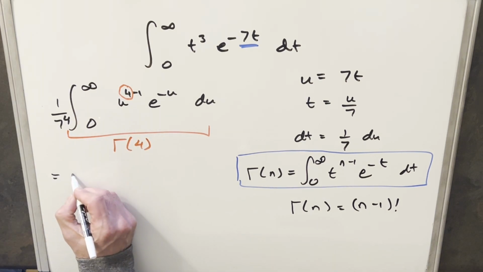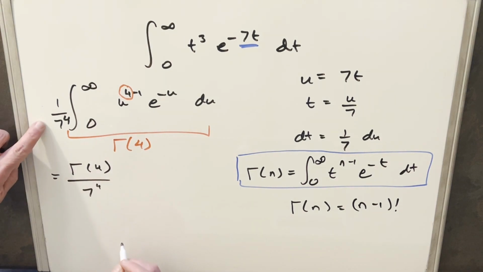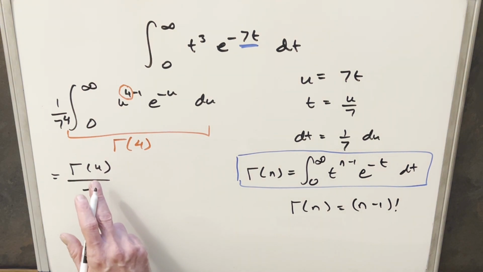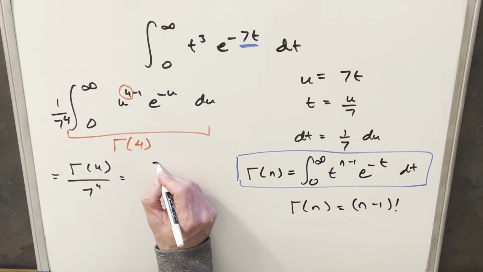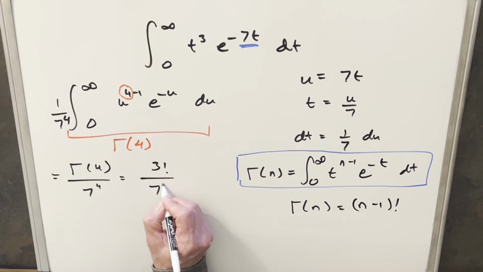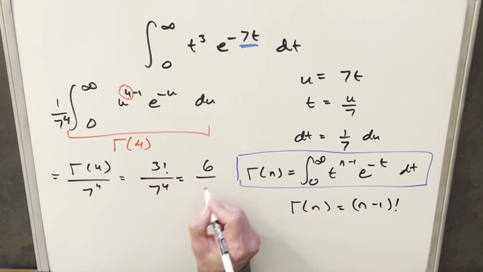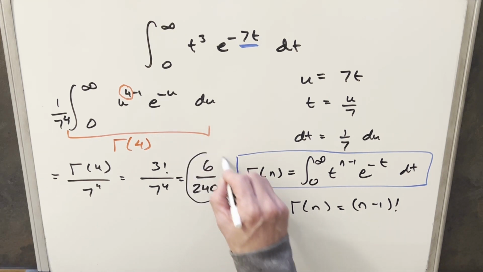So coming down here, we'll rewrite this. We have gamma of 4 over 7 to the 4th, just using this part. But then we can use this formula over here to express the gamma function in terms of the factorial. So we can just take this n value of 4 and subtract 1, and we can write this as 3 factorial over 7 to the 4th. But 3 factorial is just 6, and 7 to the 4th is just 2401. And that's going to be my solution for the first method.